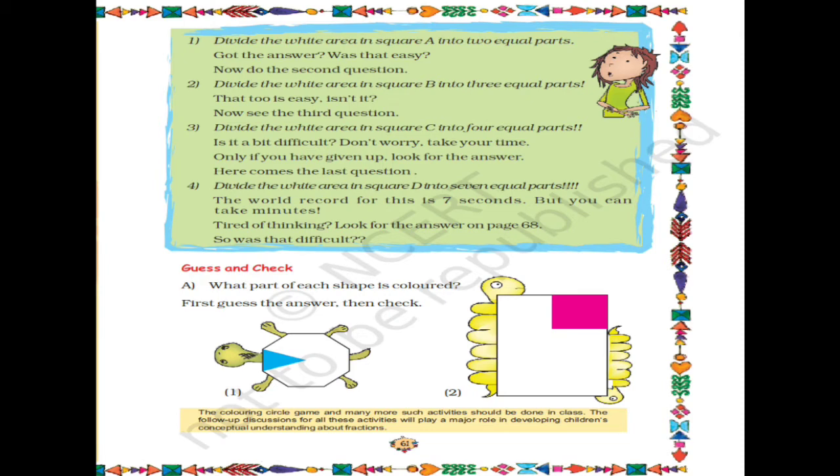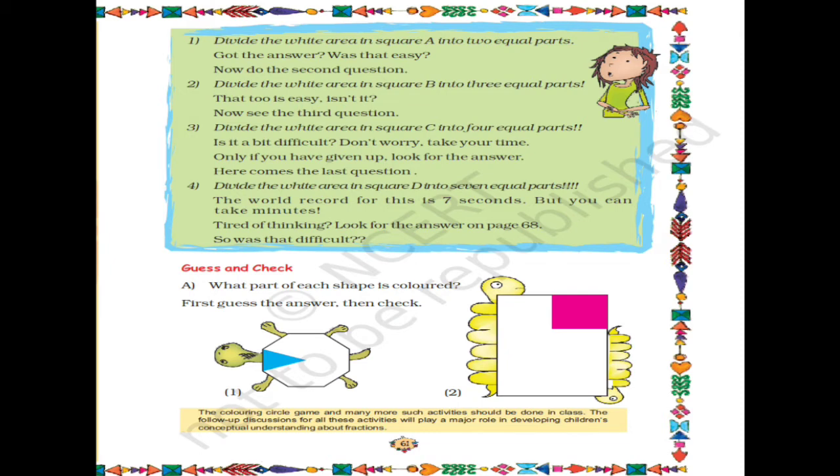So, today we are going to start from page number 61. Let's see what is given. Guess and check. First question, let's see what is given. A. What part of each shape is colored? First, guess the answer, then check.